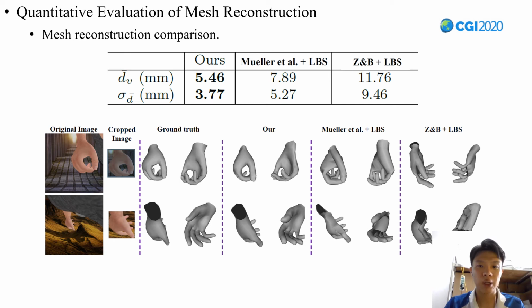And then we apply the direct LBS to reconstruct the 3D hand mesh with the predefined hand mesh and skinning weights. The table and picture results show that our method achieved the best performance. The 3D hand meshes reconstructed by our method have higher precision and are more full and natural.